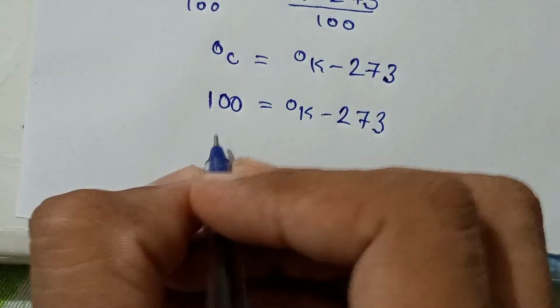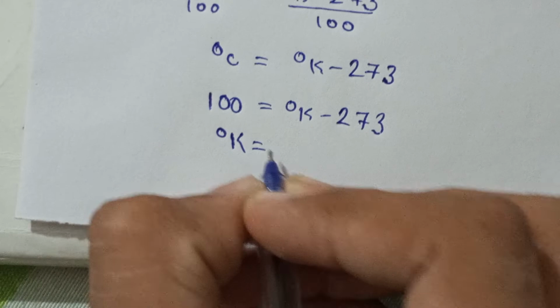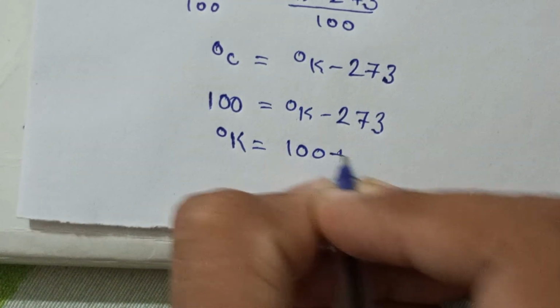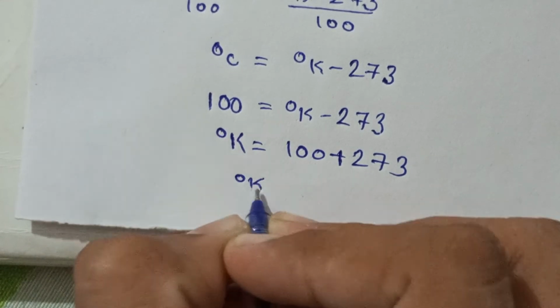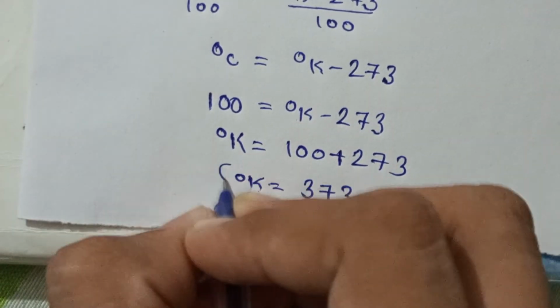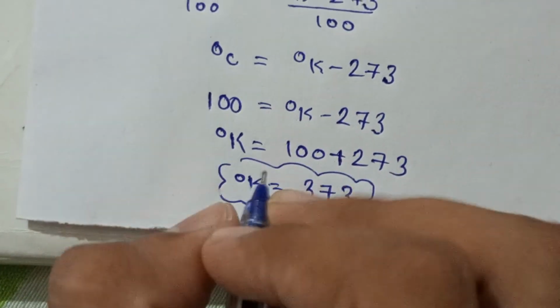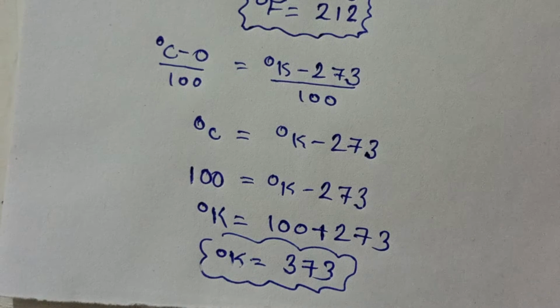So from here you will get degree Kelvin is equal to 100 plus 273. So degree Kelvin will be equal to 373. Okay, now you can convert degree Celsius into degree Fahrenheit and degree Fahrenheit into degree Celsius.